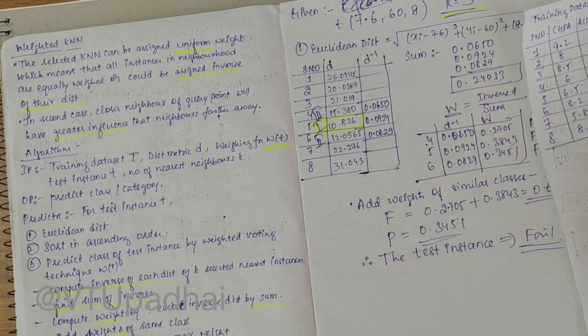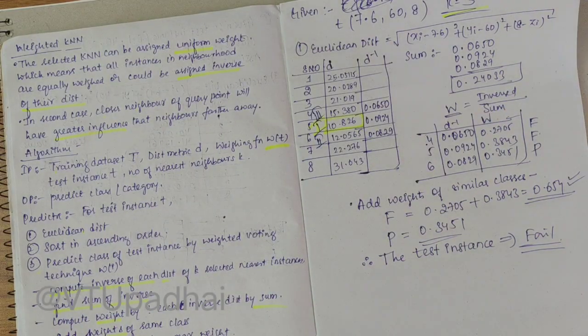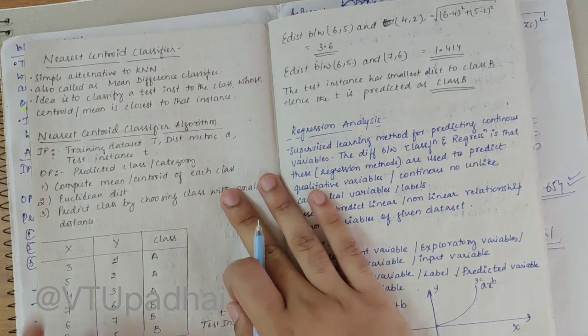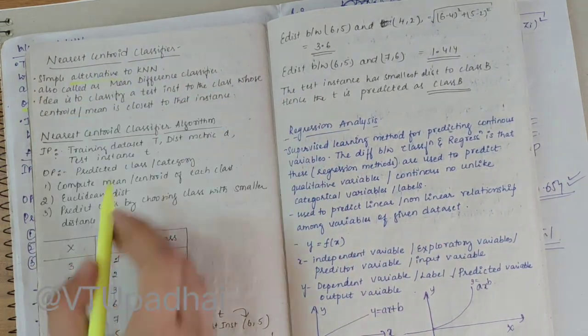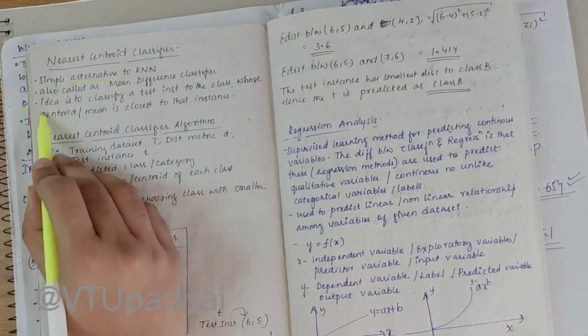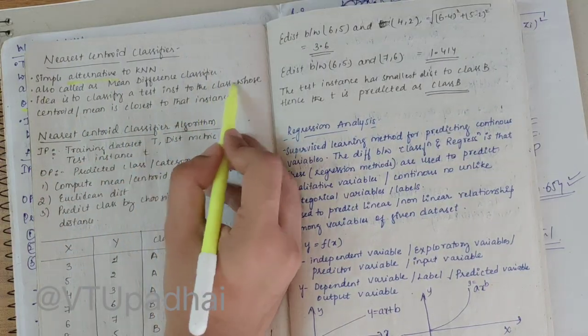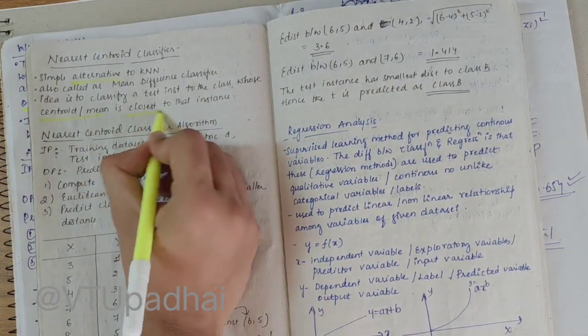Now we'll look into the nearest centroid classifier. Nearest centroid classifier is pretty simple. So looking at the question, looking at the theory here, it is a simple alternative to KNN. It is also called the mean difference classifier. The idea is to classify a test instance to the class whose centroid or mean is closest to the instance.